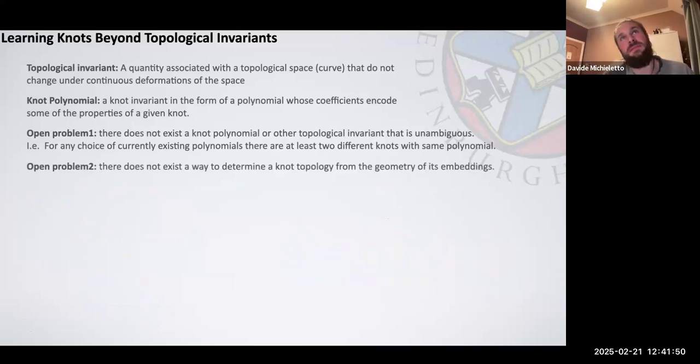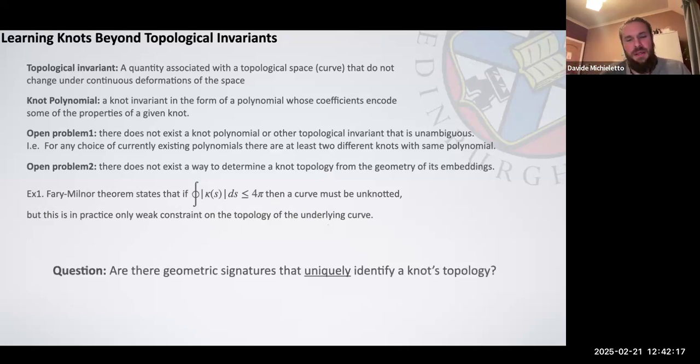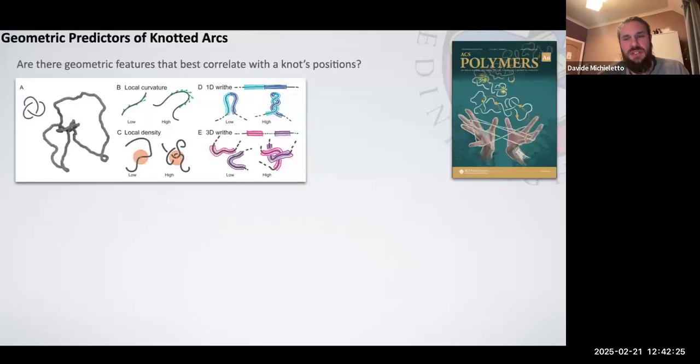From my polymer physics perspective, I also wanted to find something related to the geometry of the embedding. For instance, there is a result, the Fary-Milnor theorem, which states that if the total curvature of a knot is less than 4 pi, then the curve must be unknotted. But this is only a weak constraint on the topology of the underlying curve. I can have a very complicated unknot whose curvature is larger than 4 pi, but is still unknotted. So my question was, are there geometric signatures that uniquely identify a knot topology? We started to investigate this, and we've done a lot of simulations.